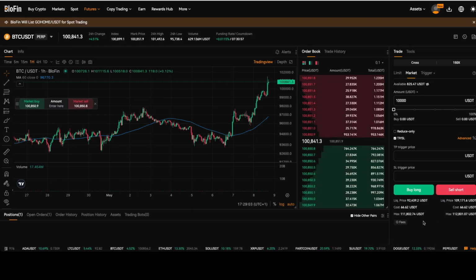Now, next up, I'll show you a demo of me actually placing a trade. This was actually done yesterday before FOMC, so the values are slightly different, but it gives you an idea of how simple and how easy BloFin is to use.